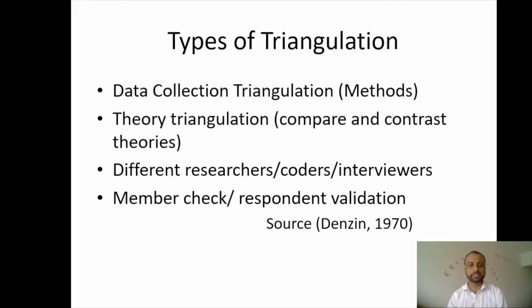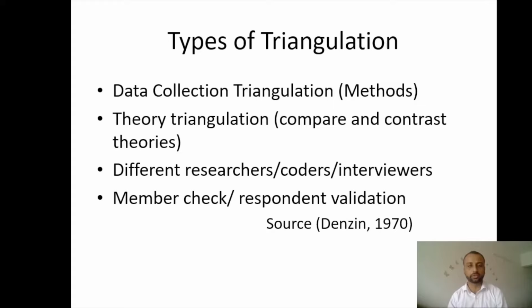So triangulation is a very broad concept and it includes multiple forms of triangulation. Triangulation actually means that you obtain data through more than one resource or through more than one source, and the person who is validating the data, again you should have more than one person to validate the data. Or the third kind of validation that the slide talks about is the theory triangulation, in which you try to compare and contrast theories also.